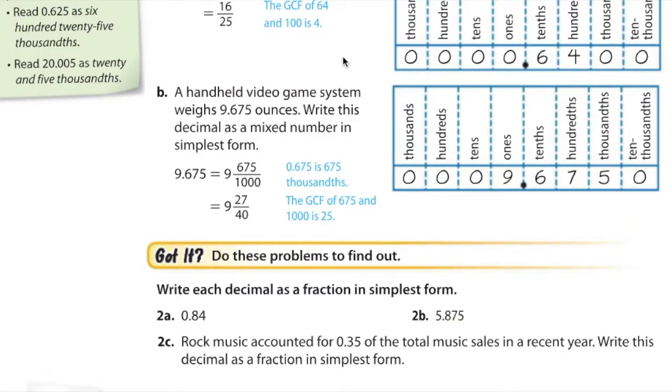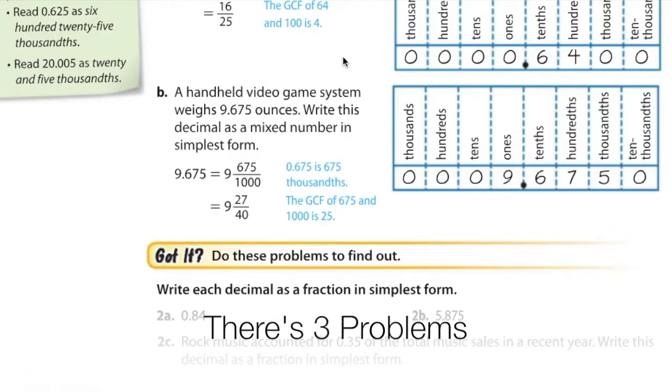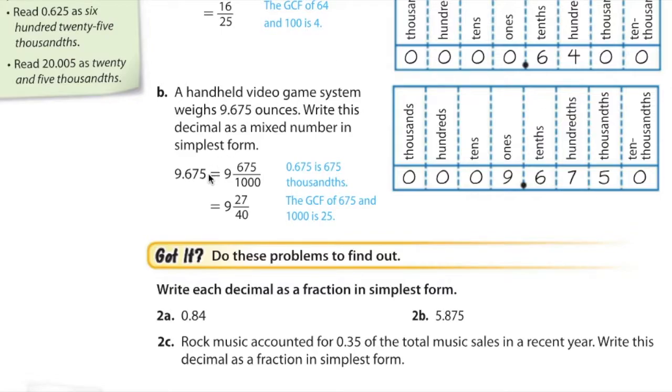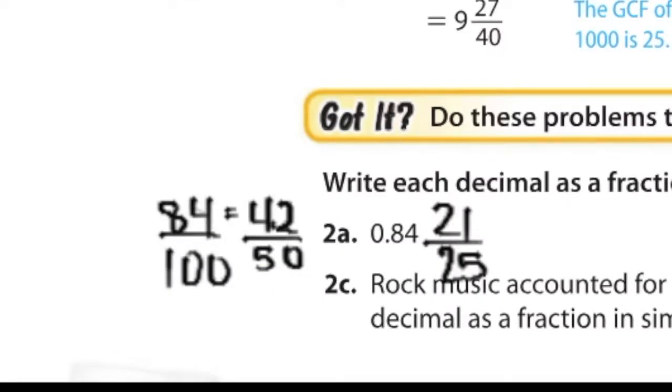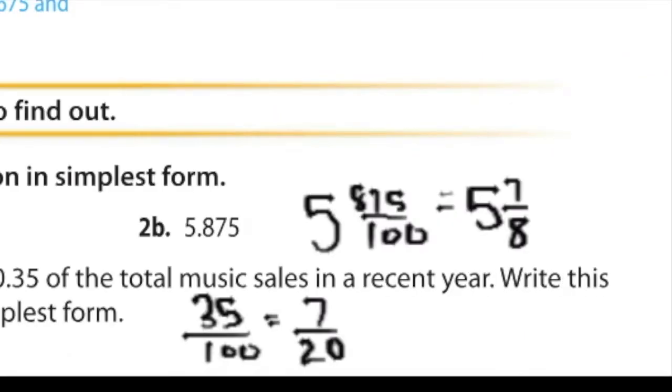For the example 2 got it problems, try to press pause and do those two problems by yourself, and then press play to check your answer. For 2a, 0.84 is read 84 hundredths, and 84 hundredths reduces to 21/25. For 2b, 5 and 875 thousandths will reduce to 5 and 7/8. For 2c, 0.35 is pronounced 35 hundredths, and 35 hundredths reduces to 7/20.